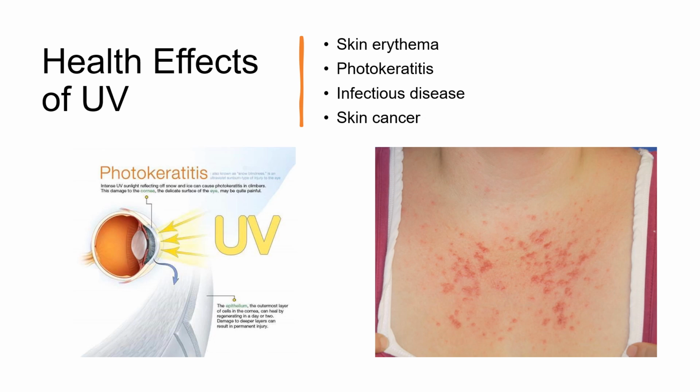So this is different than a sunburn. Typically these individuals, when they're out in the sun and exposed to UV light, will get these kind of bumpy rashes on their skin that can be itchy.